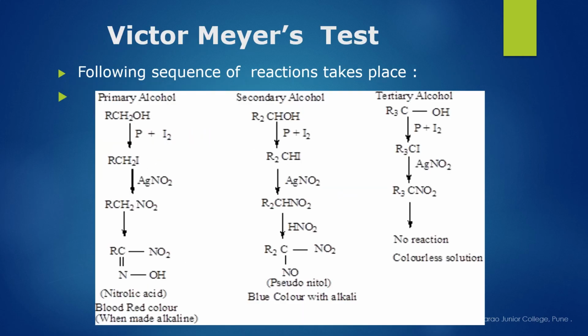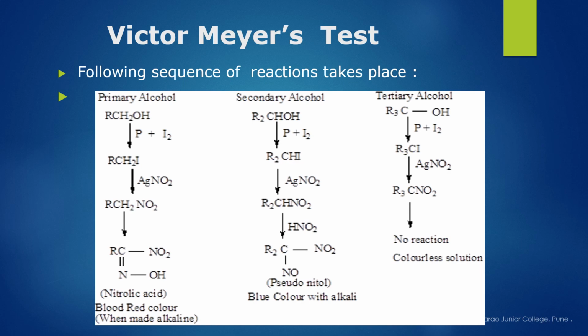Another method for distinguishing between primary, secondary, and tertiary alcohol is Victor Meyer's test. The following sequence of reactions takes place. The alcohol under examination is first treated with red phosphorus and iodine, when the hydroxyl group is replaced by iodine to form the corresponding iodide. The iodide is then treated with silver nitrite to get the corresponding nitroalkane. The nitroalkane is treated with nitrous acid, and finally the solution is made alkaline.